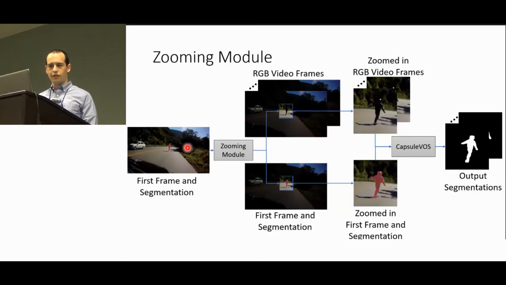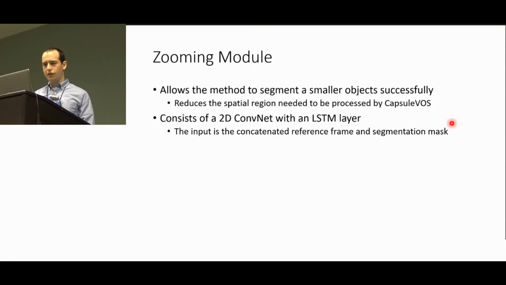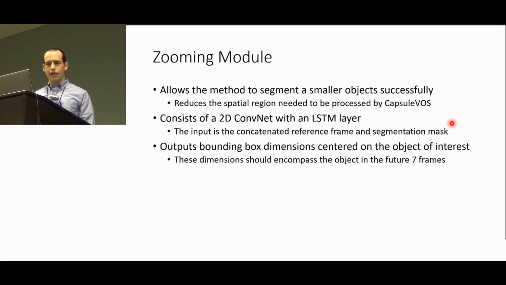It would be quite small, and then any network you pass that segmentation to will lose the object within a couple of frames. Instead of doing this, a zooming module is used to learn to crop a bounding box around the object of interest, so a higher resolution object is passed through the capsule network. This allows for better segmentation for small objects. So this zooming module helps for smaller objects. It's a 2D convnet with an LSTM layer, and the output is the bounding box dimensions centered around the object of interest. And these bounding boxes should encompass the object within the future 7 frames, which the network will segment.